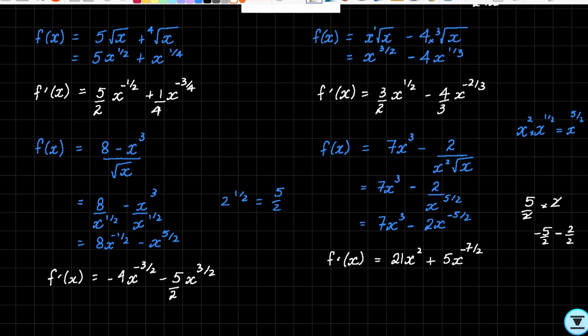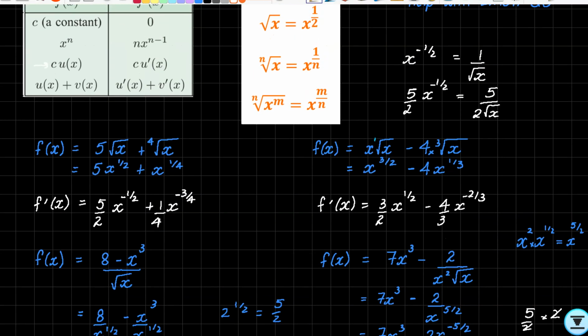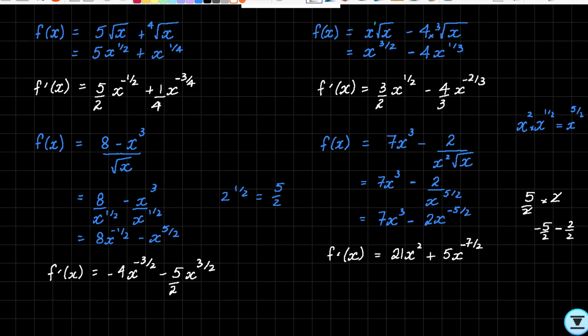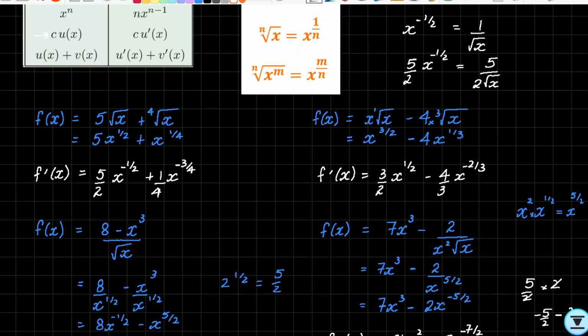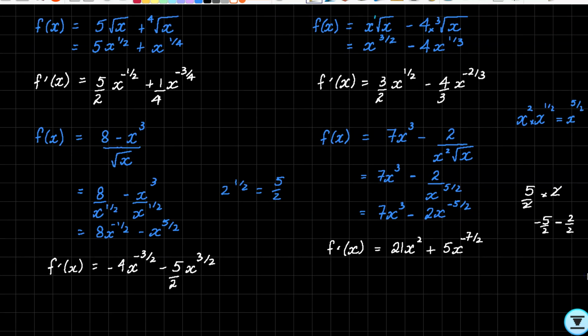So the tip with these, simplify first. Make sure you've got all your rules handy and just look them up if you need to. Don't go freestyle, follow the rules. Okay, hope that helped.